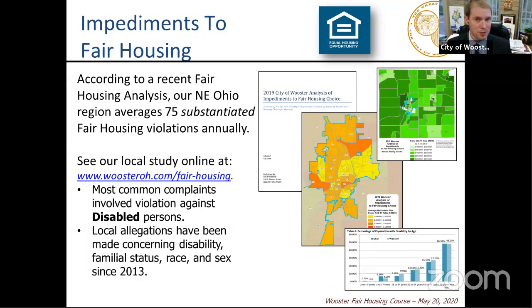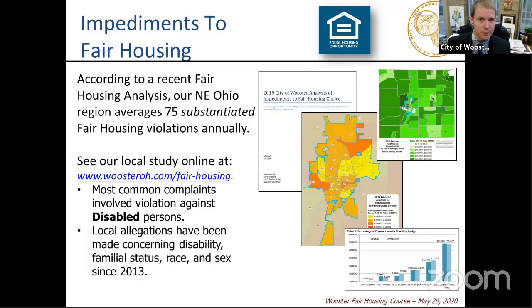market. Some of the most common issues that we ran across were violations of fair housing against individuals who were disabled. We've also fielded local allegations concerning not only disability, but also familial status, race, and sex, all of this since 2013. The Northeastern Ohio region as a whole, and this would include places such as Lorain, Cleveland, Youngstown, all the way up to Ashtabula, averages roughly 75 substantiated fair housing violations annually. So unfortunately, in 2020, this is still an issue that we need to pay attention to.